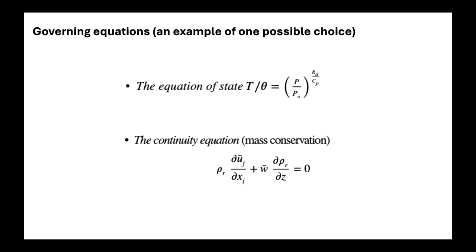So now let's have a closer look at these equations. I promise it won't take long. So first, the equation of state, which represents the interaction between the temperature, pressure, and the air density. Then we got the continuity equation, which relates the change of the density to the convergence and divergence of the winds.